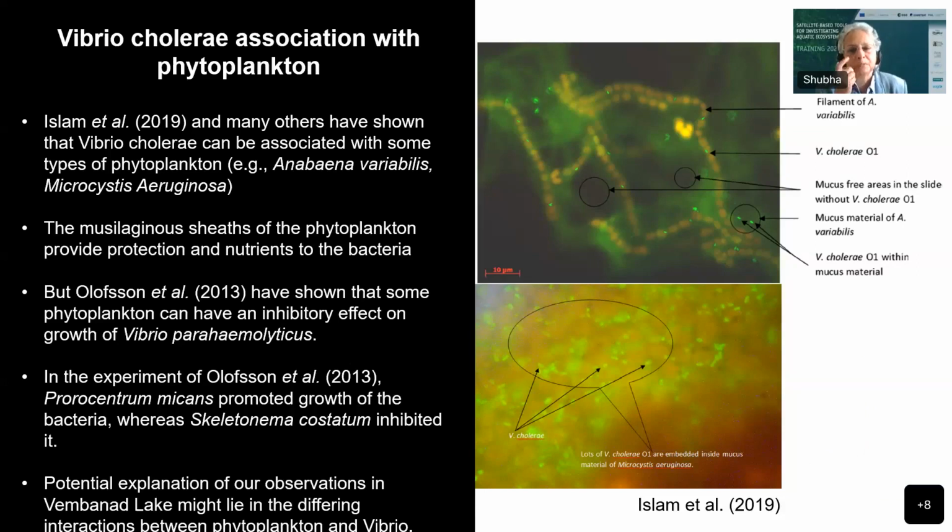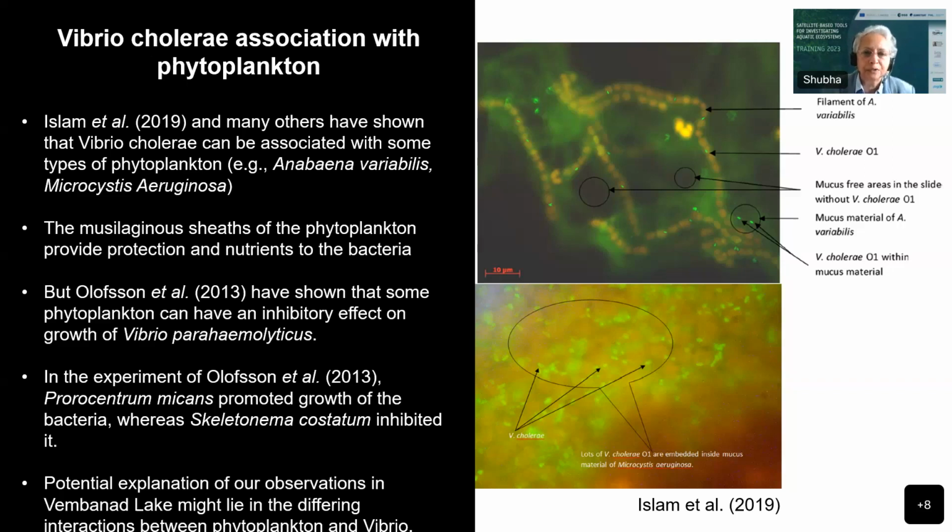As I mentioned earlier, there are many results that show that phytoplankton can promote Vibrio cholerae. One explanation is that the mucilaginous sheets of phytoplankton can provide protection and nutrients to the bacteria. So these, along with biofilms and everything else, would support the positive relationships that you observe.